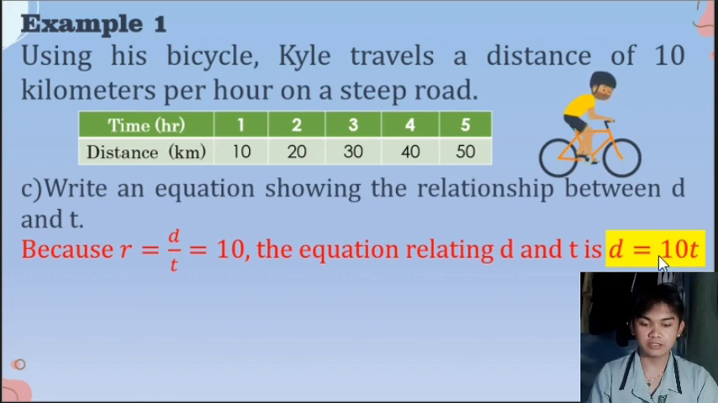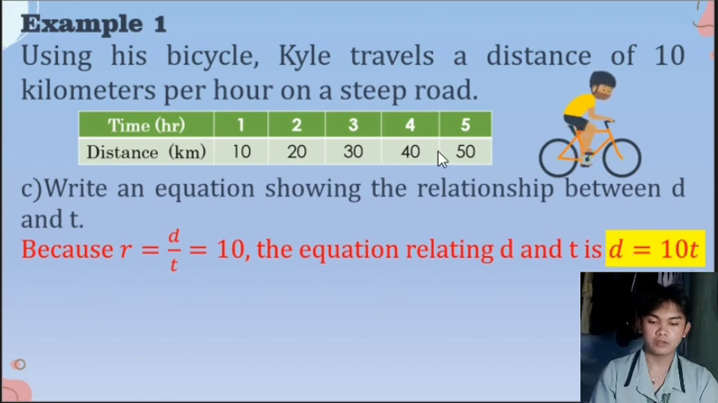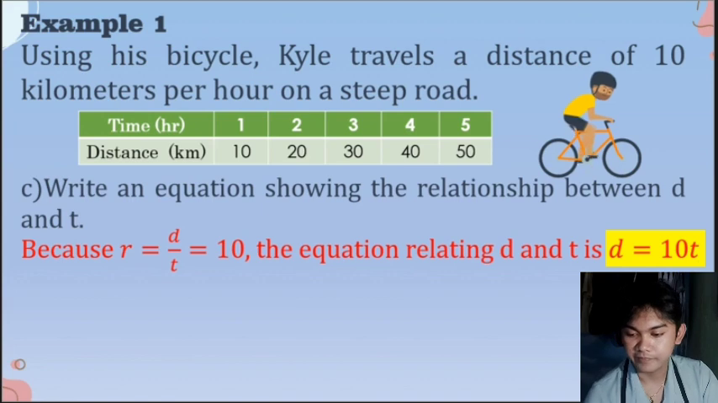So let's check if this is correct. d is equal to 10t. When the value of t, or the time, is equal to 1, 10 times 1, we'll get the distance 10. When our value for t is 2, 10 times 2, the value of d is equal to 20. When t is equal to 3, 10 times 3 is equal to 30. So the distance is equal to 30. Okay, so that is correct.